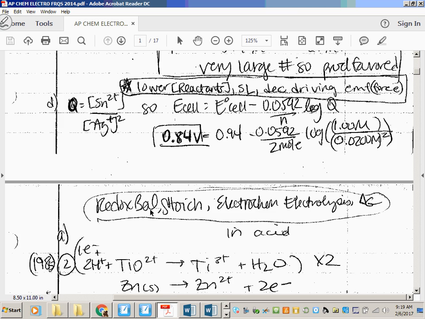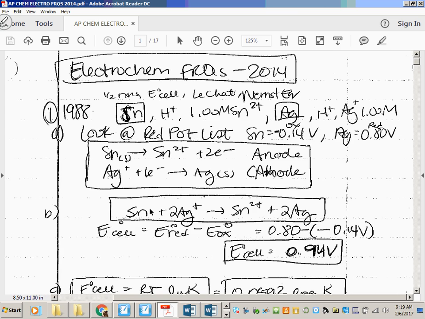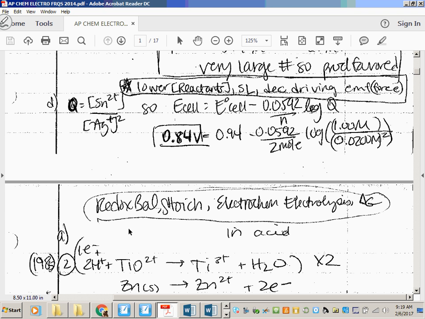Silver ion was a reactant. If you lower the concentration of a reactant, which way should that shift equilibrium? To the left to produce more of that. If you're shifting left, are you releasing more or less electrons? Less. The driving force is forward, right? If your electromotive force is not increasing in the forward direction, you will not have as much voltage. So the voltage should decline, which it does, from 0.94 to 0.84.